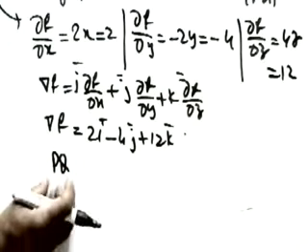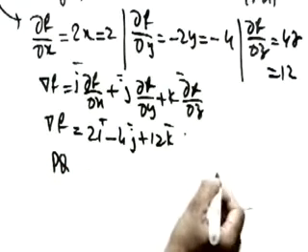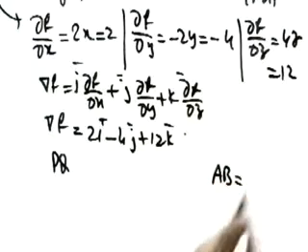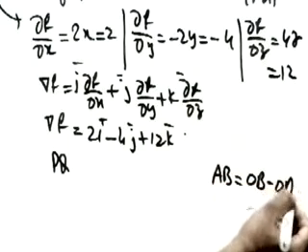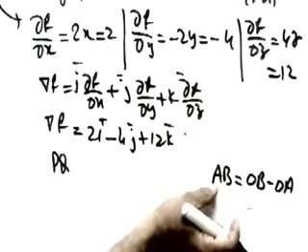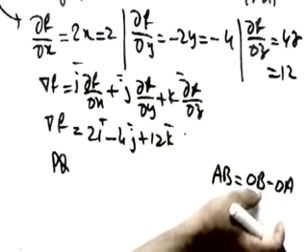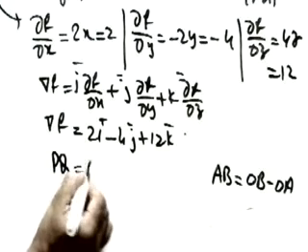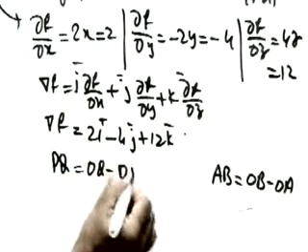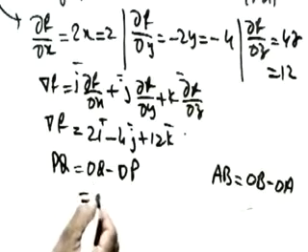Now the next step is to find PQ. Watch carefully. Suppose we have a vector AB. The vector AB formula is OB minus OA, the position vector of B minus the position vector of A. In the same way, here PQ can be written as OQ minus OP.